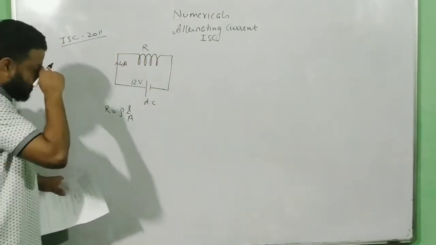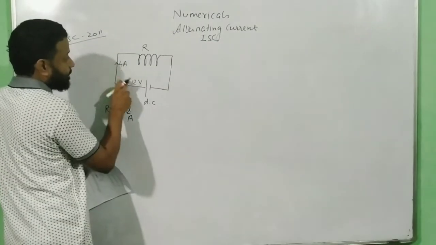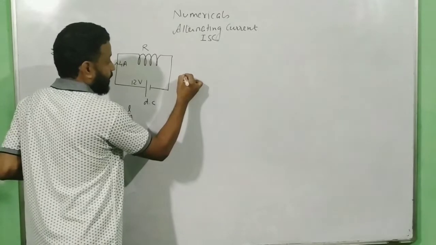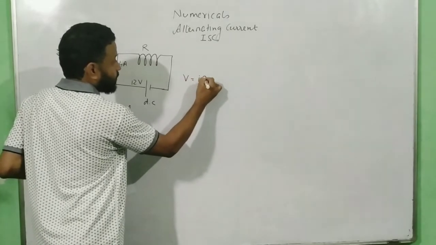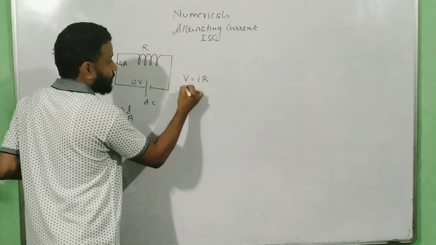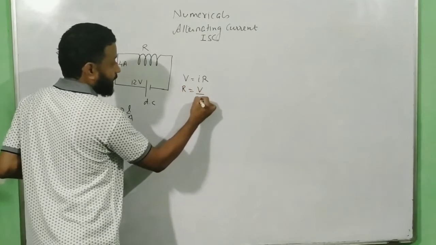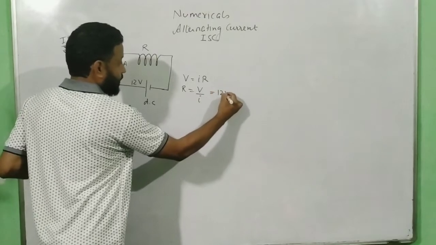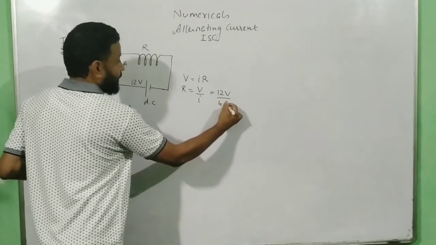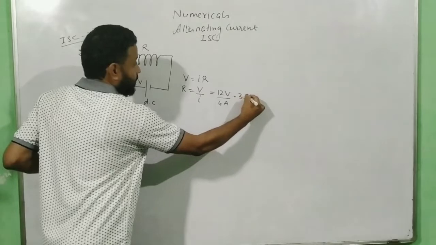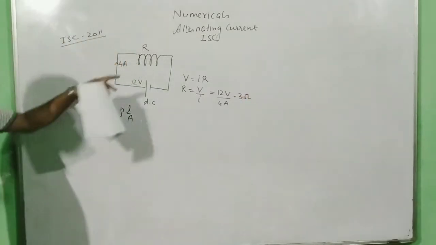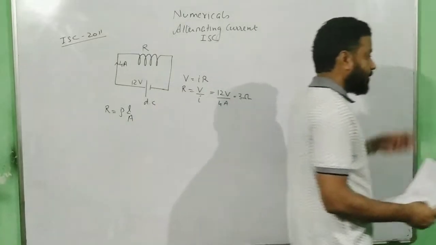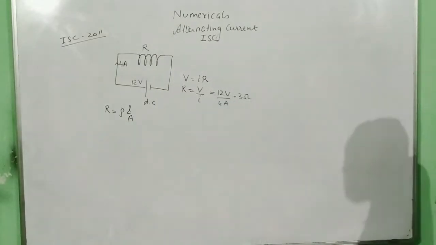So over here, if I use this 4 ampere and 12 volt concept, and use the formula V is equal to IR, then I will get the value of R as V by I, that is 12 volt divided by 4 ampere, and that gives you a resistance of 3 ohm. That means this coil has an internal resistance of 3 ohm.